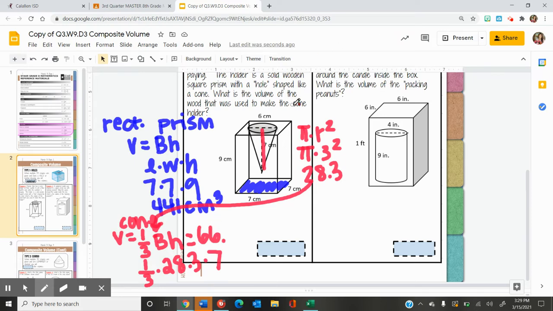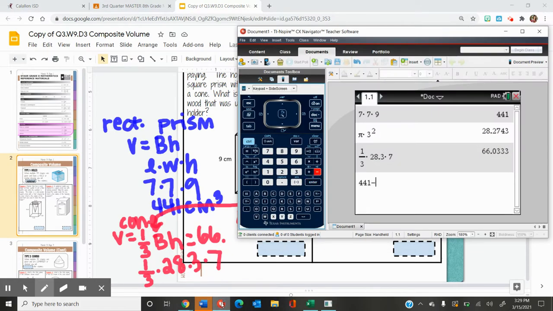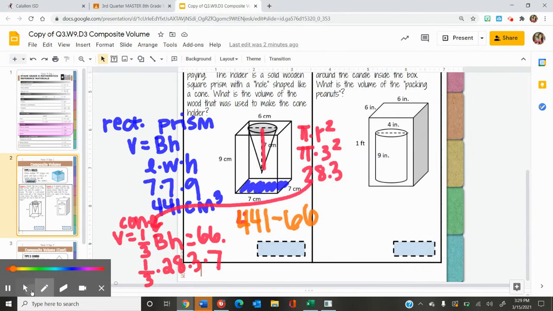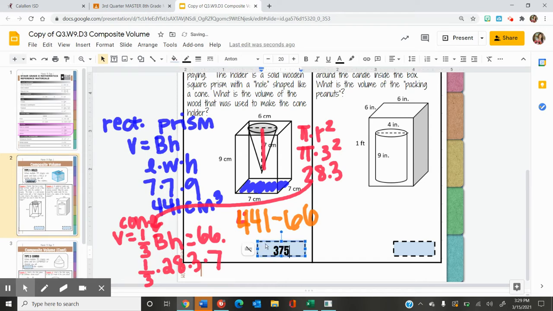So now, again, I'm only trying to find the volume of the wood. There is no wood where this cone is. Again, this was a type of hole, so I'm going to take 441 and I'm going to subtract 66. And I get 375. So here my answer is going to be 375 centimeters cubed. And to get the cubed, I'm going to hold down Alt 0179 and release.